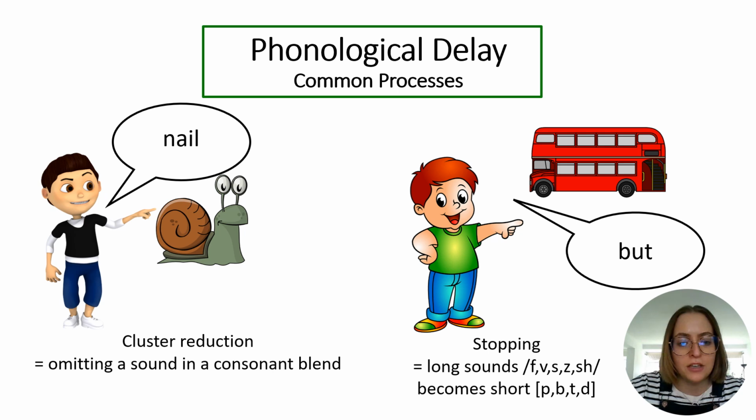So next we have cluster reduction. This is where a sound in a consonant blend is omitted. So for example, snail becomes nail. Cluster reduction can occur in the middle or at the end of the word too, and it affects spoken grammar more if it's at the end. So the sentence "he walked to school" becomes "he walk to dool."